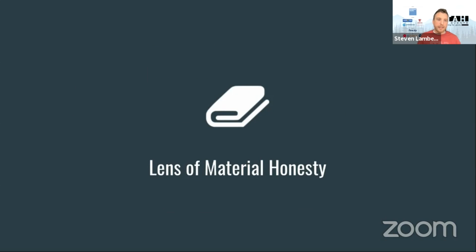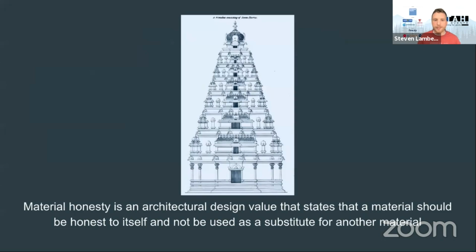The next lens is the lens of material honesty. Now, material honesty is kind of an architectural design value. It's a term that they use, and it states that a material should be honest to itself and not be used as a substitute for another material.